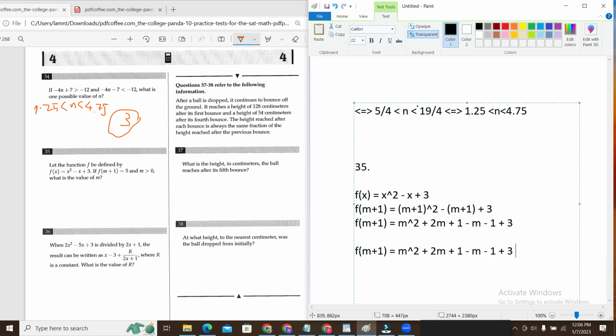So keep deriving. m squared we're going to keep intact. 2m minus m is just m left. Plus 1 minus 1 plus 3, so that's only 3 left. So we know this is equal to 5. We can say f of m plus 1 is equal to 5, so therefore the right hand side is equal to 5.